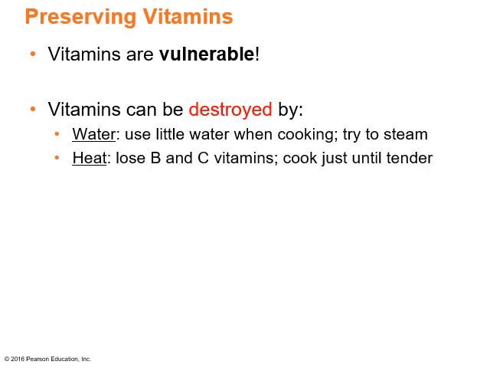Speaking of boiling, heat. Heat, vitamin B and C in particular, those are going to be very susceptible to heat. So when cooking them, cook only until they are tender. Don't overcook them, because again, you will strip the nutrient content right out of that food source.